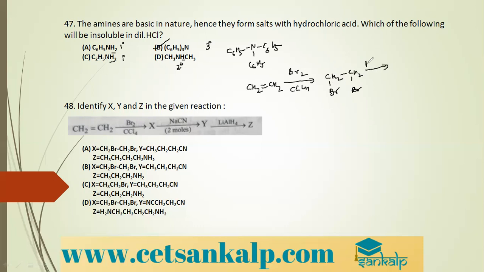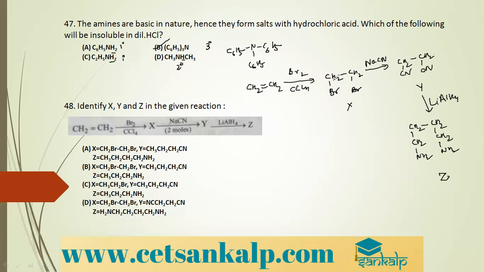Then it is treated with NaCN. So this is product X. When you treat it with NaCN, the Br atom gets substituted with CN. So what do you get? Here we get CN and then CH2, here we get CN. So this is product Y. Then further lithium aluminium hydride. So what do we get here? CH2, then CH2, NH2, and then CH2. This carbon becomes CH2 and then NH2. So this is product Z.